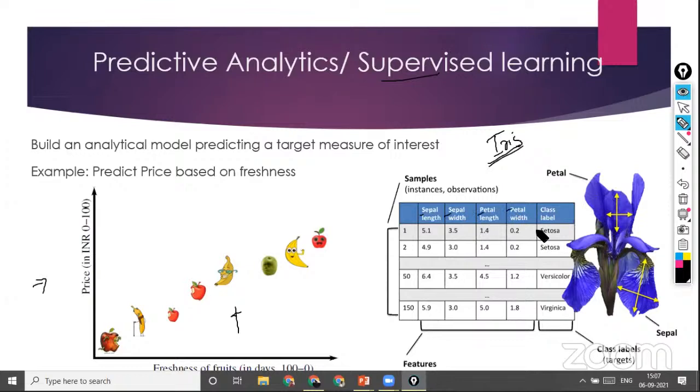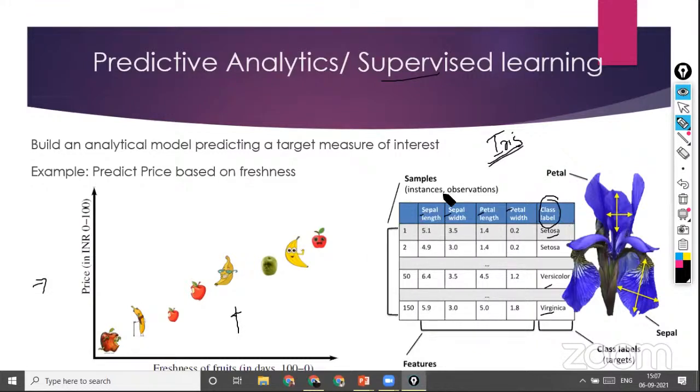And we have a class label. Here class label means there are three different kinds of iris plants: Setosa, versicolor, and virginica. These are three different categories of iris plant. And these are the number of samples. Say we have 150 samples, and we have 4 features. We have 1 class label.